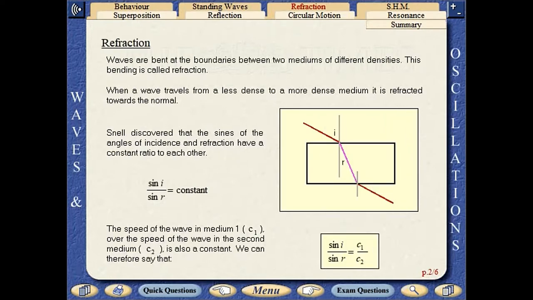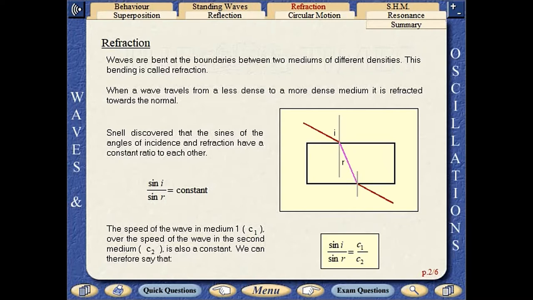Waves are bent at the boundaries between two mediums of different densities. This bending is called refraction. When a wave travels from a less dense to a more dense medium, it is refracted towards the normal. Snell discovered that the sines of the angles of incidence and refraction have a constant ratio to each other.